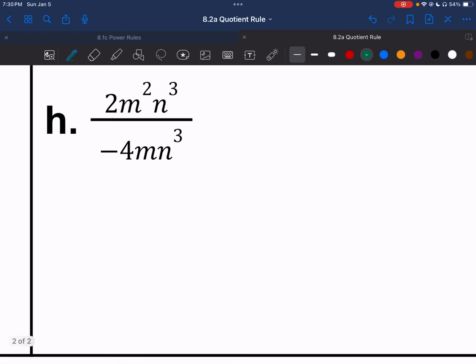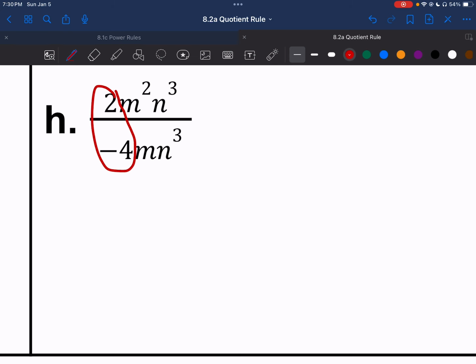Letter H. We have coefficients again, so let's look at those first. Step number 1, coefficients. So we have 2 over negative 4. Well, when we do that division, we end up with 1 over negative 2. So we have a 1, we have a negative 2. All right, m to the 2nd over m. Where do I have more m's? In the numerator, 2 minus 1, right? Because we remember there's a 1 there.